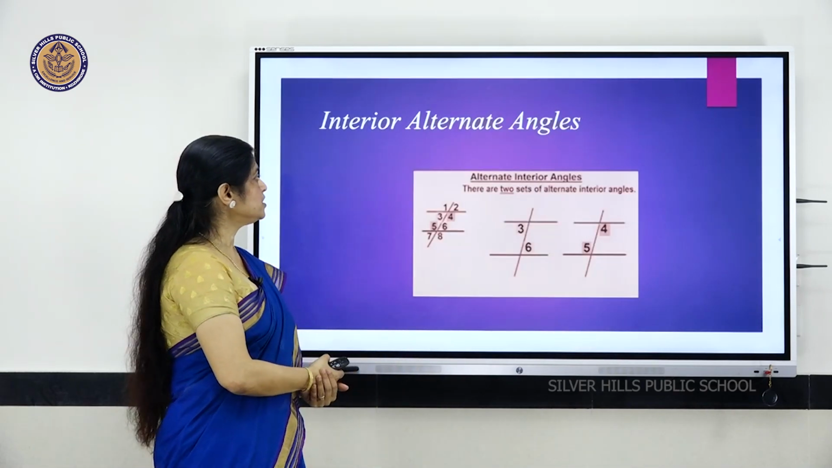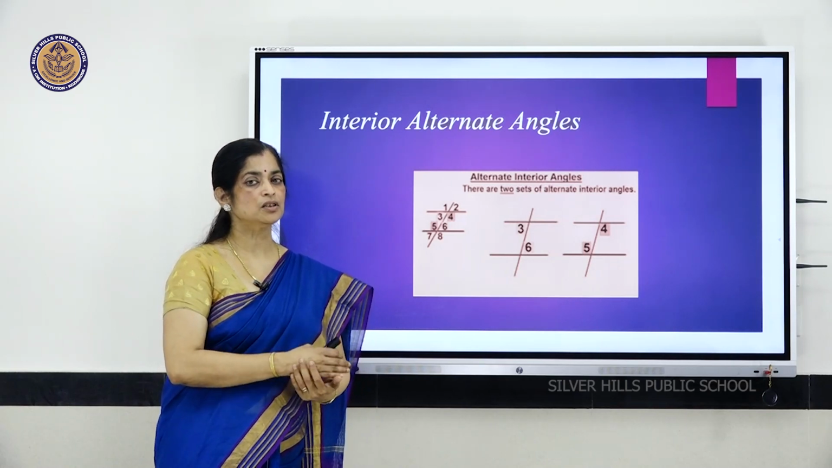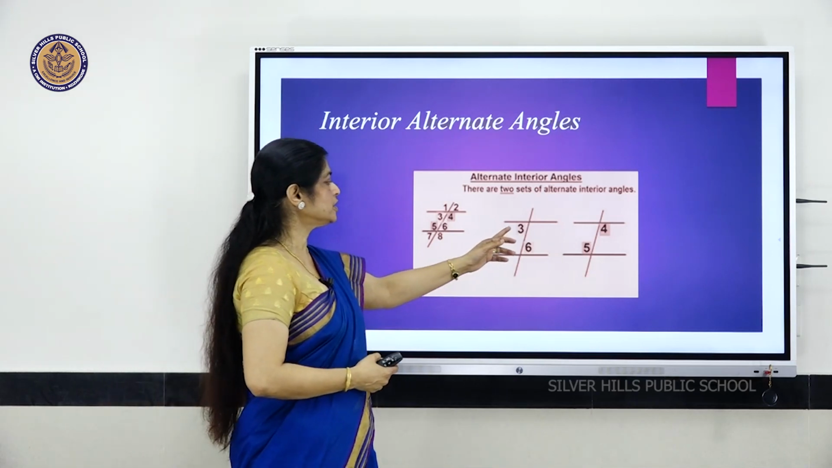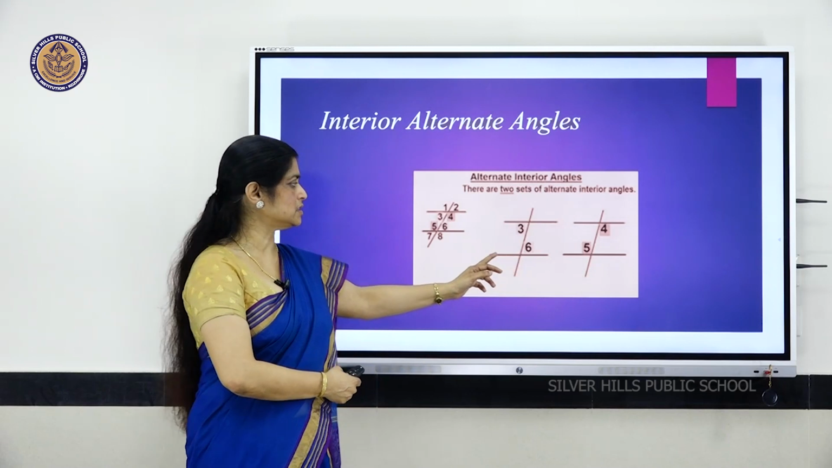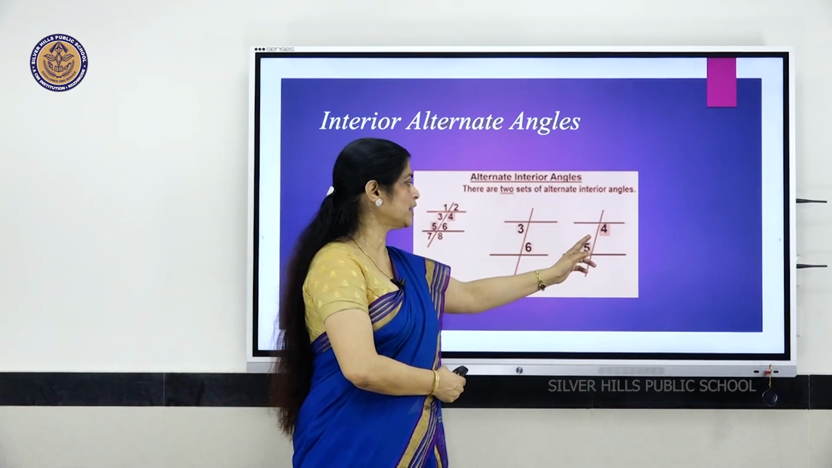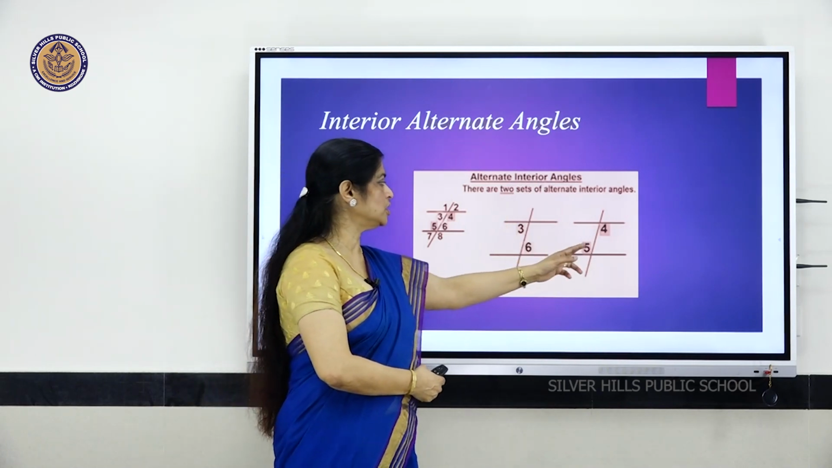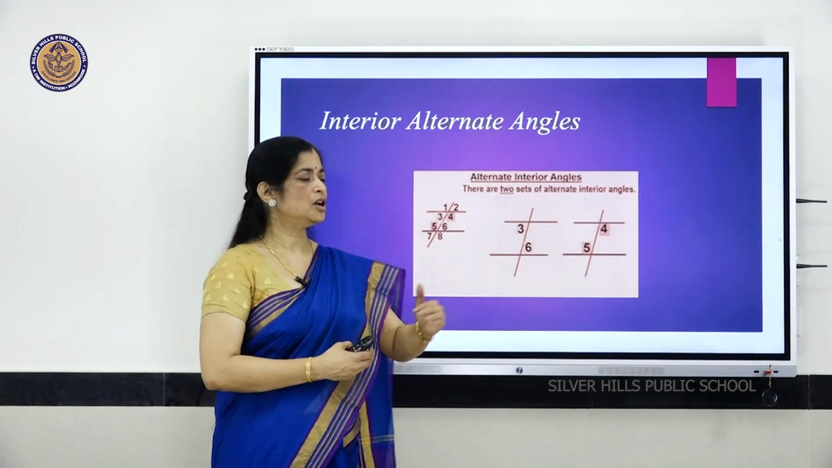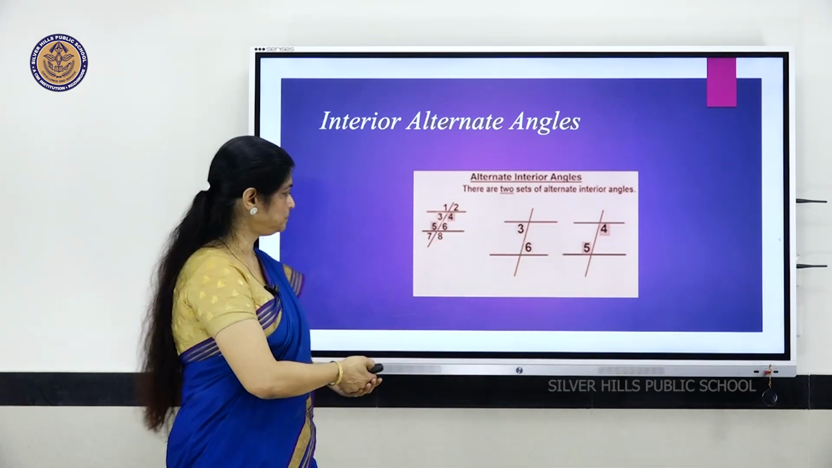Next is interior alternate angles. Interior alternate angles means opposite angles, alternate angles. The alternate angle of 3 is 6. Both are interior angles. Similarly, 4 and 5, the alternate angle of 4 is 5. They are called interior alternate angles. Interior because they are inside, alternate because they are opposite.